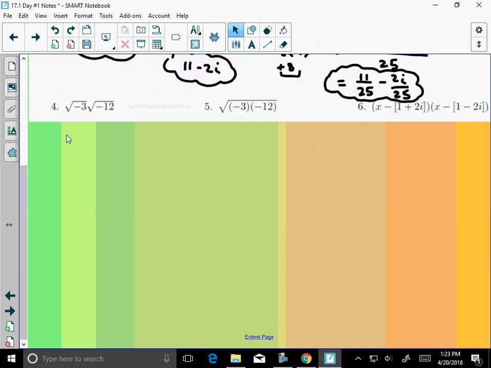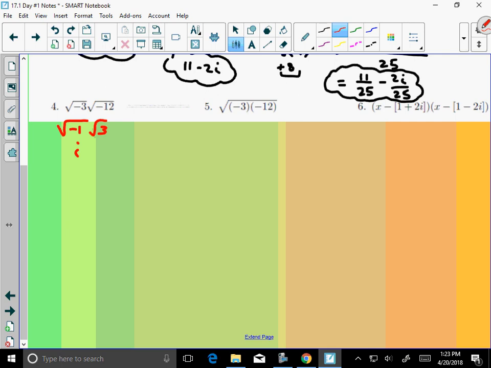Okay, the last 3 here, 4 and 5 are going to go swiftly, very swiftly. Would you agree that the square root of negative 3 is the square root of negative 1 times the square root of 3? Okay, so that's i root 3. Do you agree then that this is negative 1 root 12? Yeah, that's i root 12.